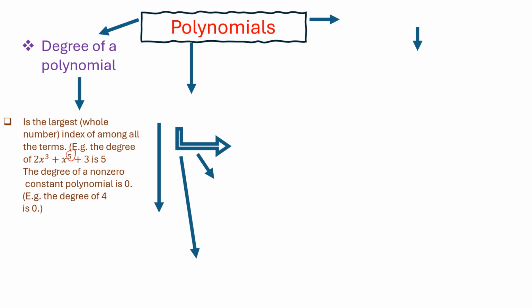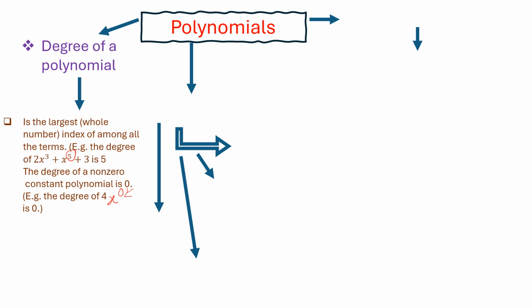And the degree of a non-zero constant polynomial is 0. For example, the degree of 4 is 0. Why is that so? Because we can actually write 4 times x to the power 0, and x to the power 0 is 1. Therefore, the degree of a non-zero constant is 0. Another example, the degree of 5 is 0. The degree of the number 6 is also 0, and so on and so forth.